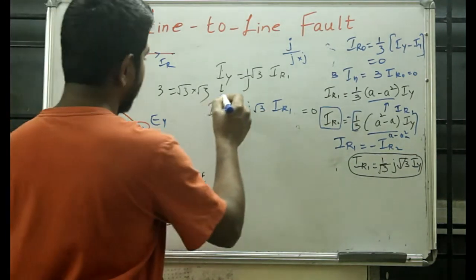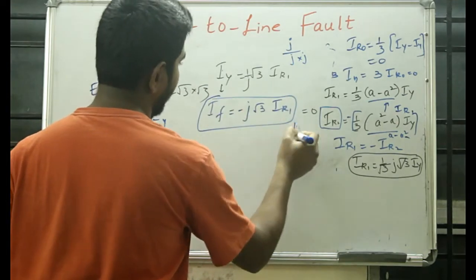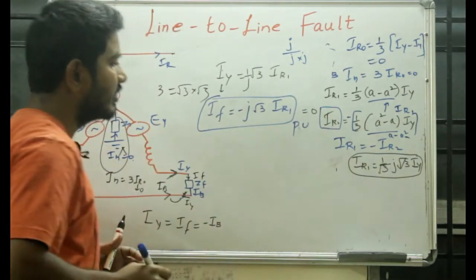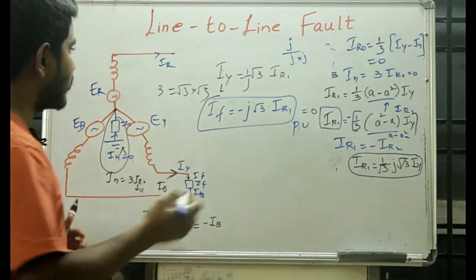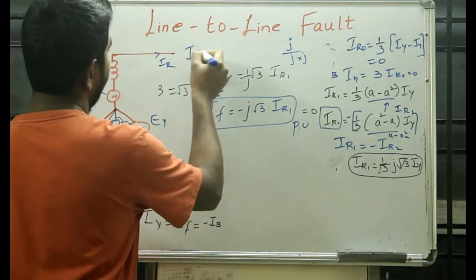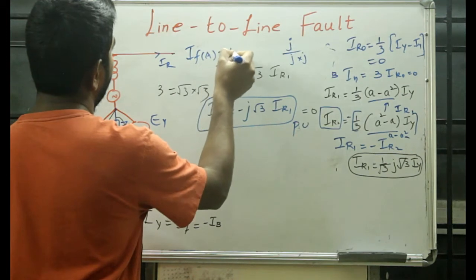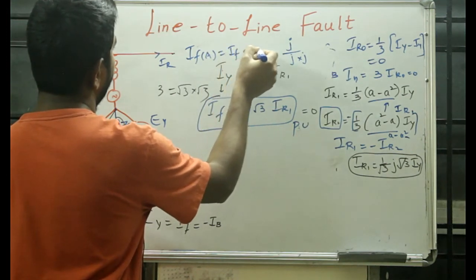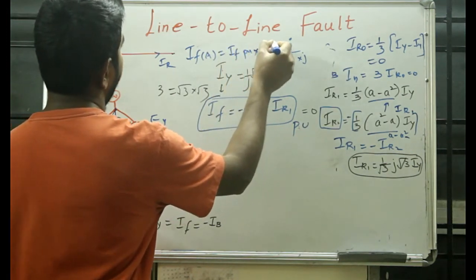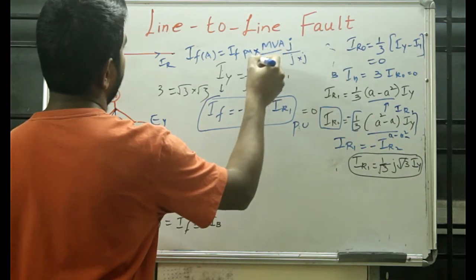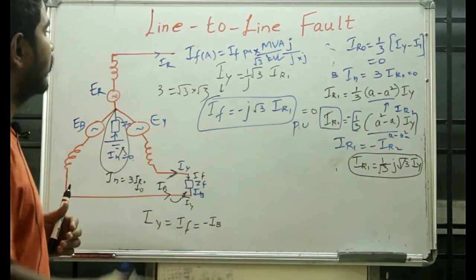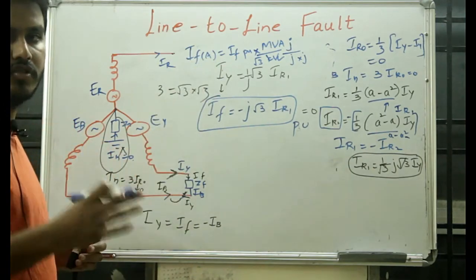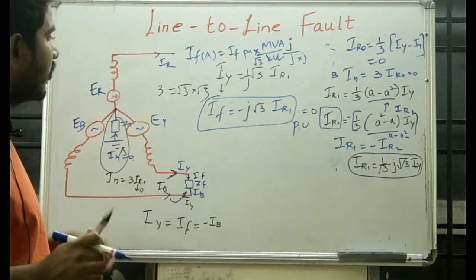Now this is your fault current and this is in per unit value only. Please remember this is in per unit value. Once you get the per unit value, you can find the actual current as the If in amperes, which will be equal to If in per unit into MVA upon root 3 kV line voltage. So from here you can find the actual value of the fault current.